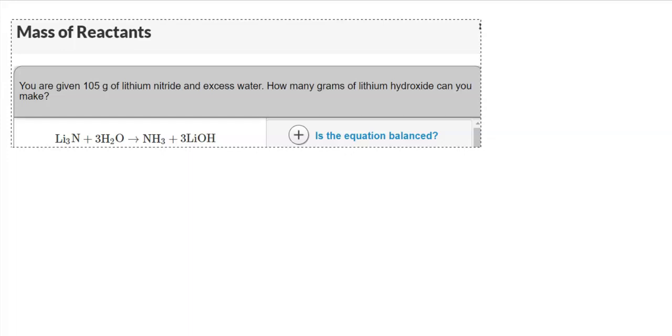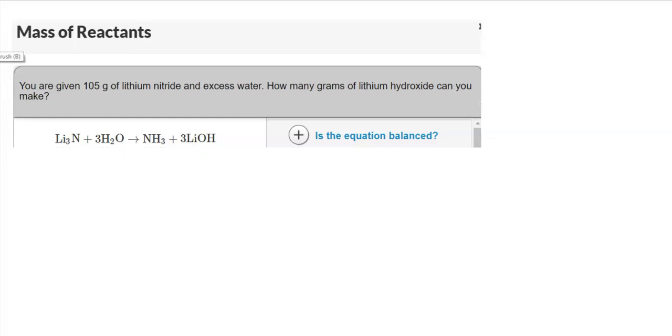You are given 105 grams of lithium nitride. That's your given. 105 grams of lithium nitride. Don't worry about the excess water part. It just means you have plenty of water. How many grams of lithium hydroxide can you make? So lithium nitride is Li3N, and lithium hydroxide is LiOH, just so we know what we're looking at.